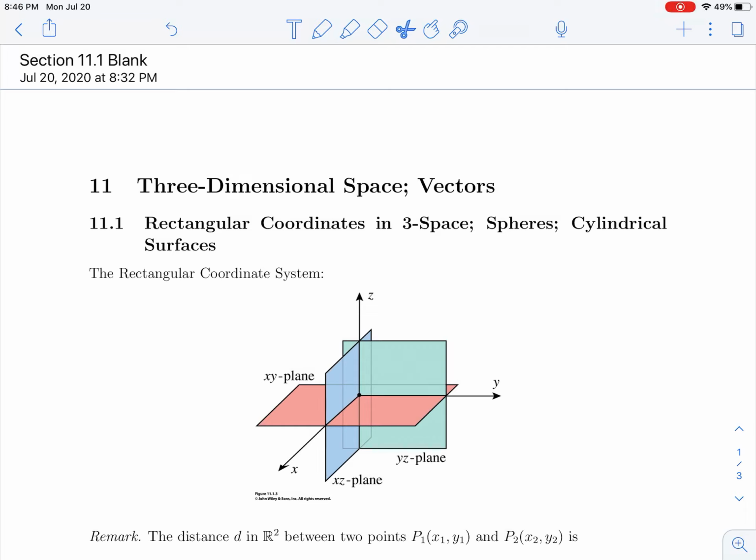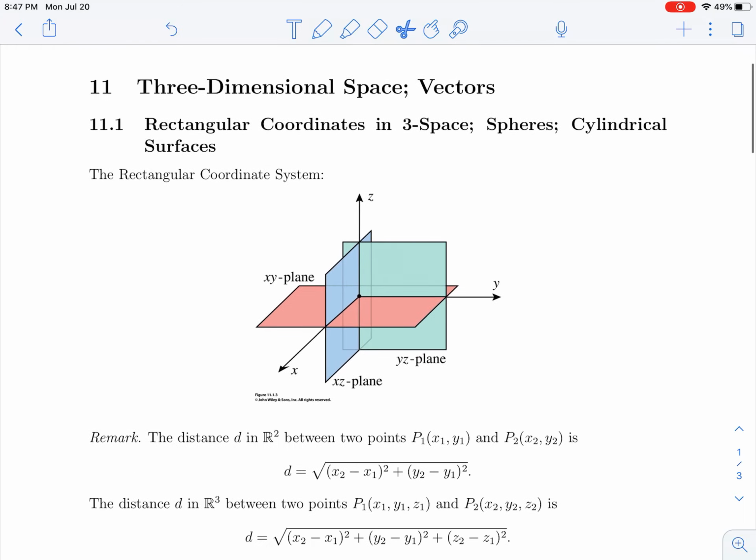Alright, in this video we're going to be kicking off Chapter 11, which is over three-dimensional space and vectors, by discussing Section 11.1, rectangular coordinates in 3-space, spheres, and cylindrical surfaces. So to get started, we just want to remind ourselves of the rectangular coordinate system.